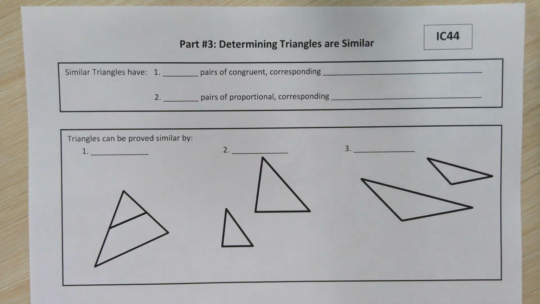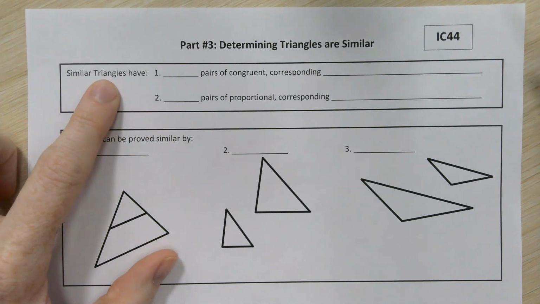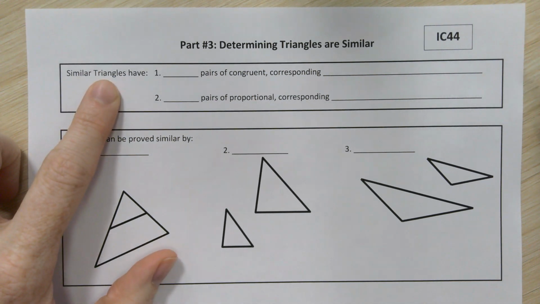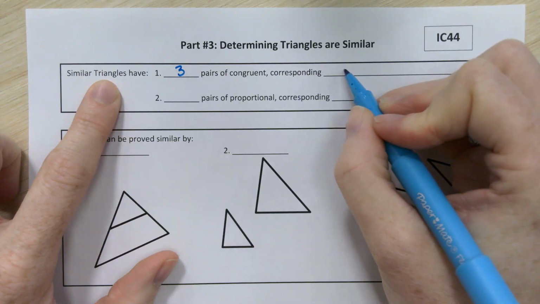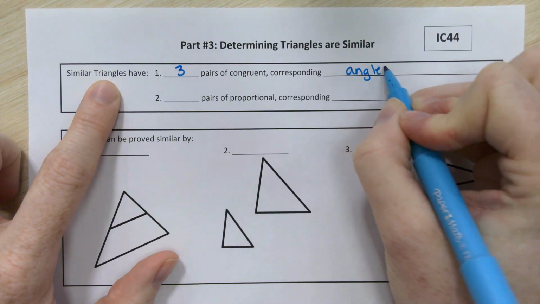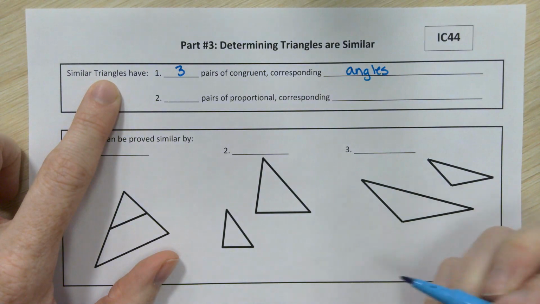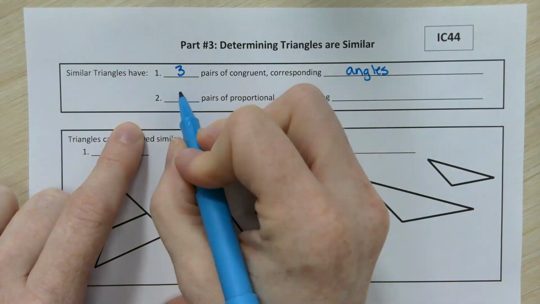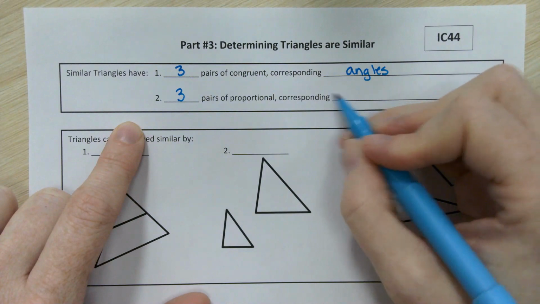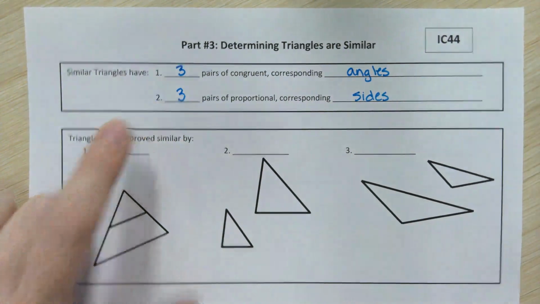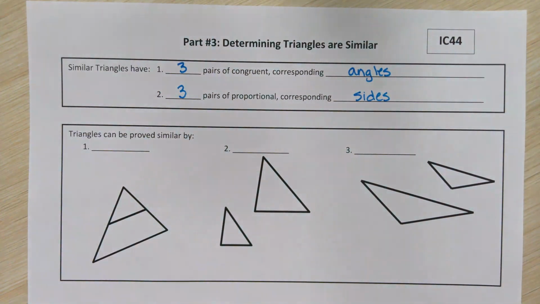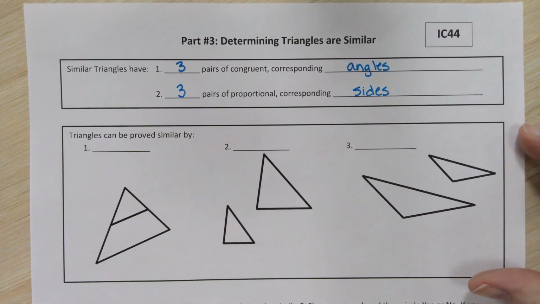So just as a recap from our previous work with similar polygons, similar triangles are polygons, so they have the same characteristics. They are specifically going to have three pairs of congruent corresponding angles. Remember, the angles stay congruent when we dilate shapes, but then they will also need to have three pairs of proportional corresponding sides. Remember, those sides grow or shrink according to the enlargement or the reduction that happens.